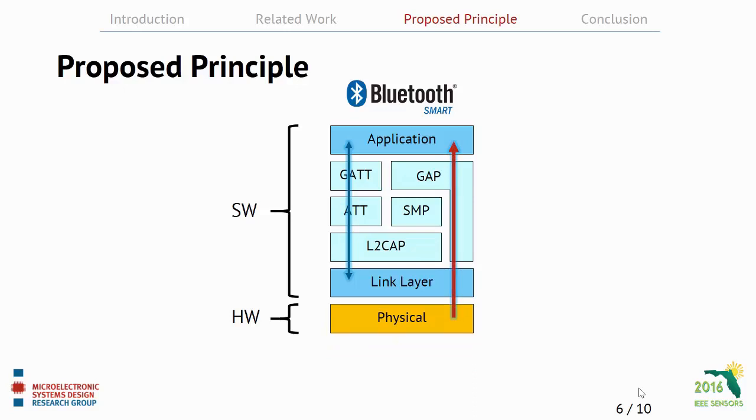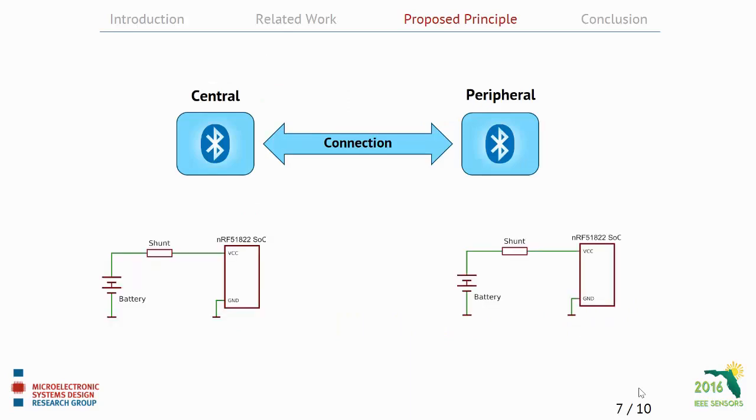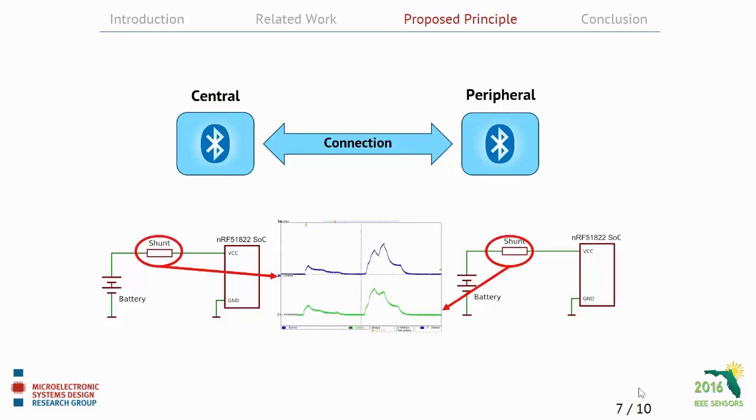In order to observe the activity on the physical layer and forward it to the application, we used the power consumption of the Bluetooth Low Energy chip. In order to do that, we placed a shunt resistor in the voltage supply path of the Bluetooth Low Energy chips. And here we can see a measurement during the connection interval, measured with an oscilloscope.